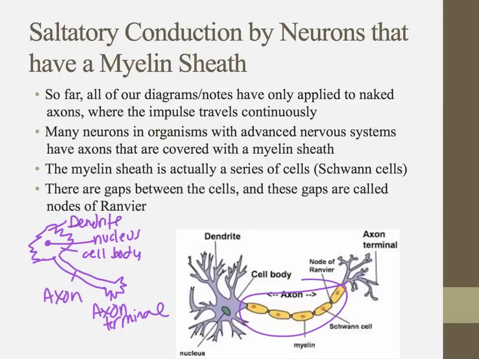These myelinated neurons are kind of indicative of a much more advanced nervous system, and that has to do with the way that the nerve impulses travel through these nodes, these gaps, which we labeled previously called nodes of Ranvier.